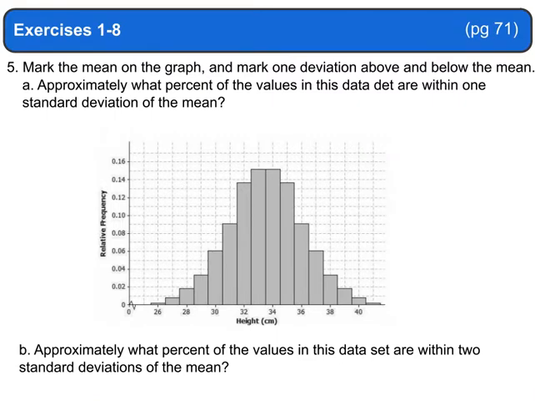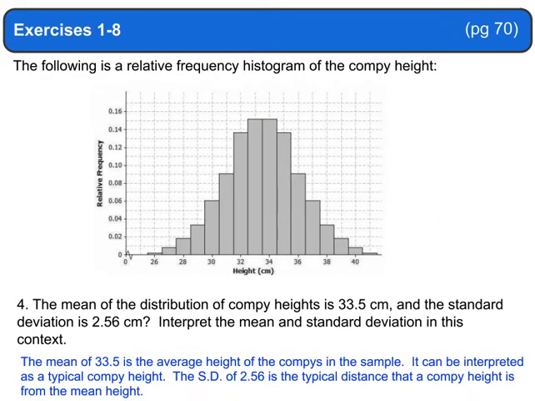So they ask us in number 5 to take that mean and mark it on the graph. So we could do that, right? We said it was 33 and a half, and so it would be 32, 33 and a half would be somewhere like right around here. And so we'll make that note, we'll call that 33 and a half. And it says to mark one deviation above and below the mean. This would be the standard deviation. So remember in the previous one we said the standard deviation was 2.56.